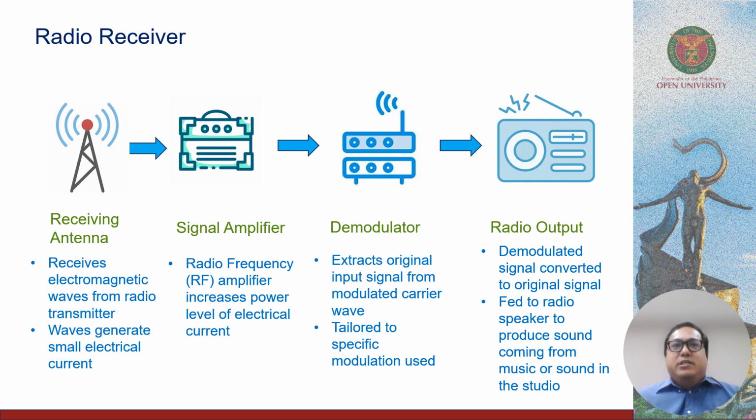So now the listener can hear whatever music or news that was transmitted over the radio station that is broadcasting the sound waves. So basically, this is how the radio transmission goes whenever there is a broadcast or there is news that is being disseminated.